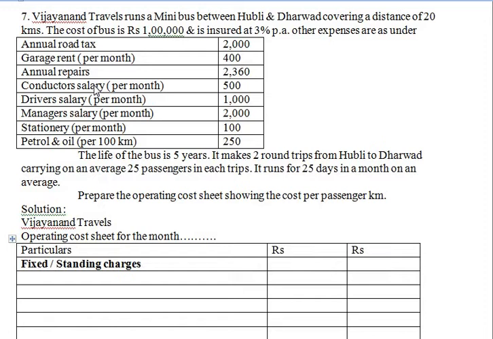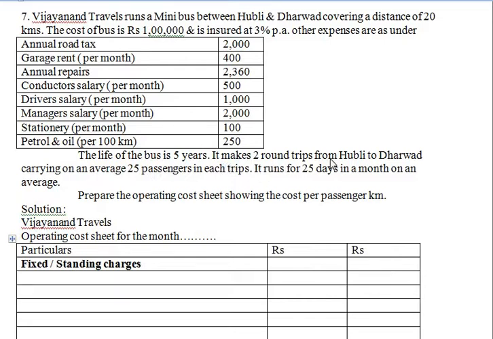In today's class also we are going to solve one more problem on operating costing. Okay, so here is the problem. Vijayananda Travels runs a mini bus between Hubli and Dharwad covering a distance of 20 kilometers. The cost of bus is rupees 1 lakh and is insured at 3% per annum. Other expenses are as under. Now these are the expenses they have given: annual road tax, garage rent, annual repairs, conductor's salary, driver's salary, manager's salary, stationery, petrol and oil. The life of the bus is 5 years.